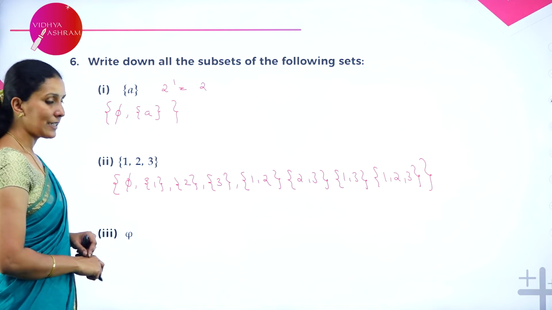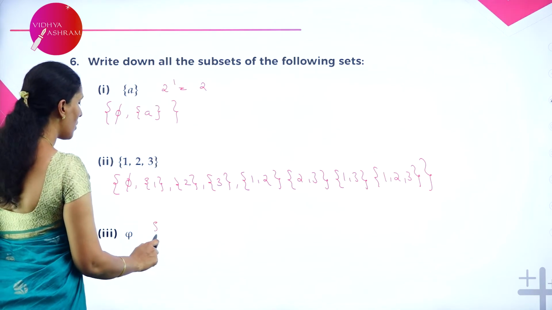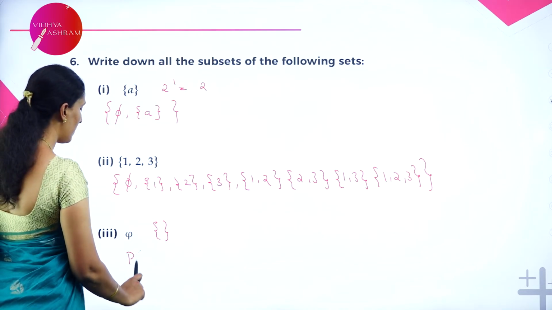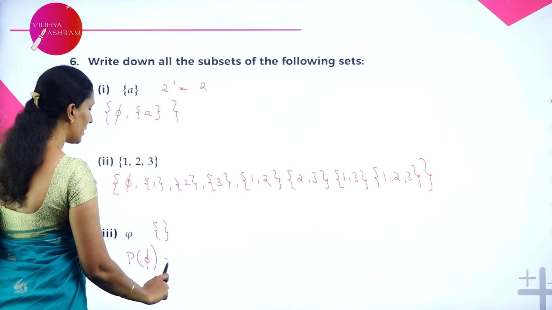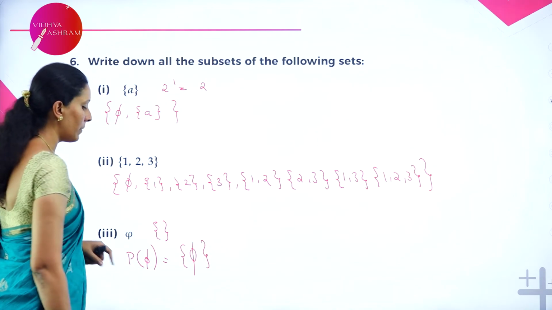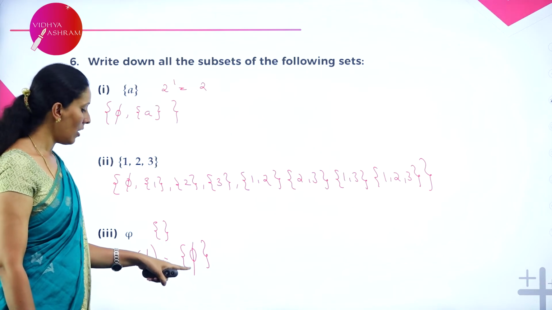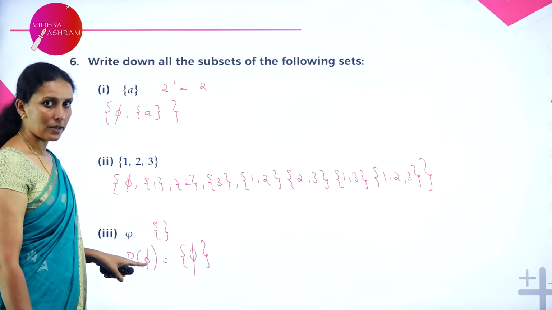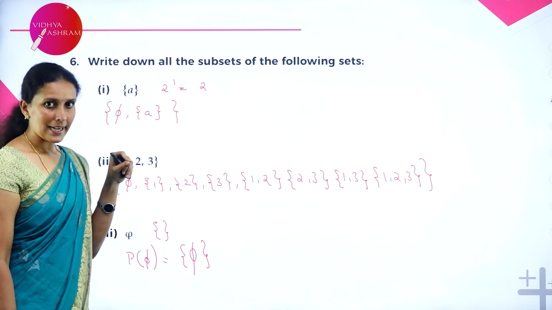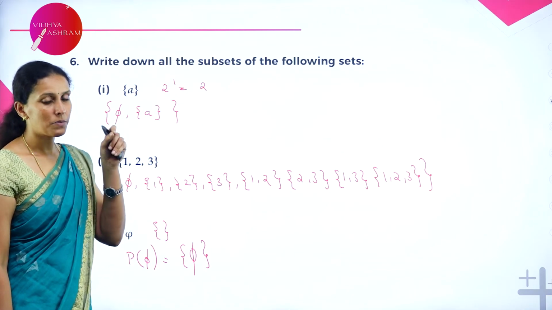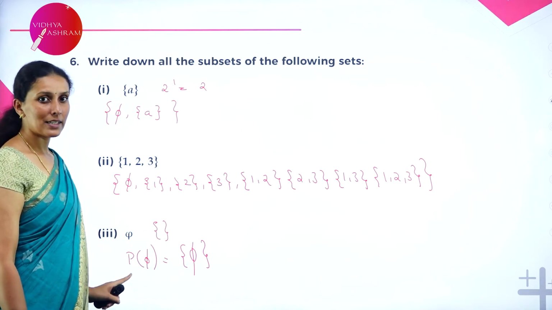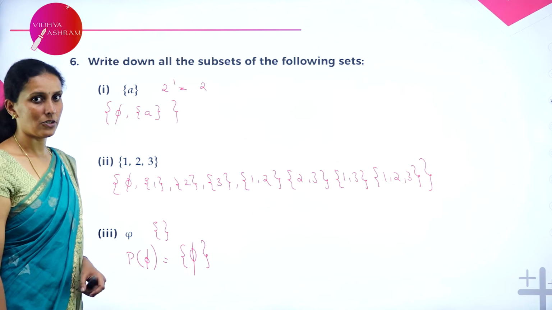Next we have an empty set. Empty set means there are no elements inside the set. So what is the power set of an empty set? The power set of an empty set is always written as the empty set inside the braces. So this represents the power set of an empty set. Since the empty set does not contain any element, and every set is a subset of itself, we can write only the empty set inside the power set of an empty set.